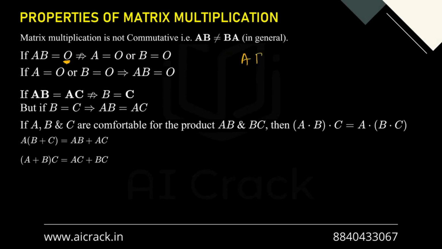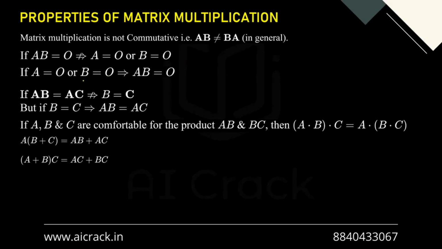Now, if AB equals O, then it might be possible that we have certain rows and columns in A and certain rows and columns in B, which after multiplication, doing this row by column, become a null matrix. So we cannot say for sure that A should be zero or B should be zero. It might be possible that just the product is zero and both of them individually are not a null matrix. Okay. But the reverse is true.